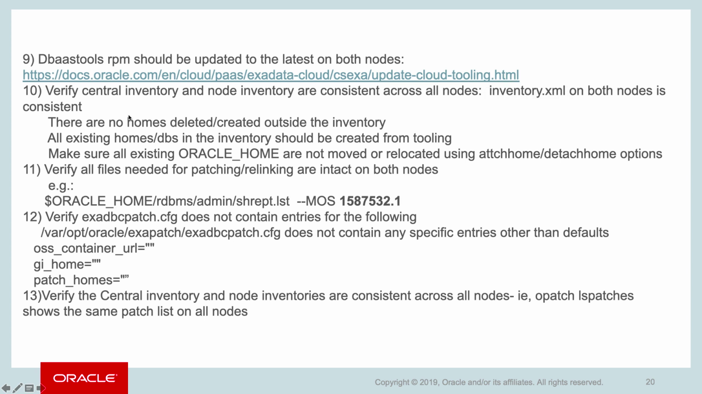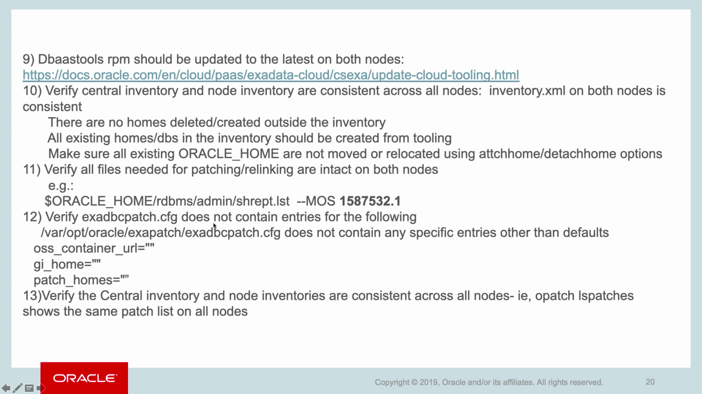Also verify the central inventory and node inventories are consistent across all the nodes, meaning inventory.xml on both nodes is consistent. There should not be any home deleted or created outside the inventory. All existing homes or DBs in the inventory should be created from tooling. Make sure that existing Oracle homes are not moved or relocated using any attach home or detach home options.